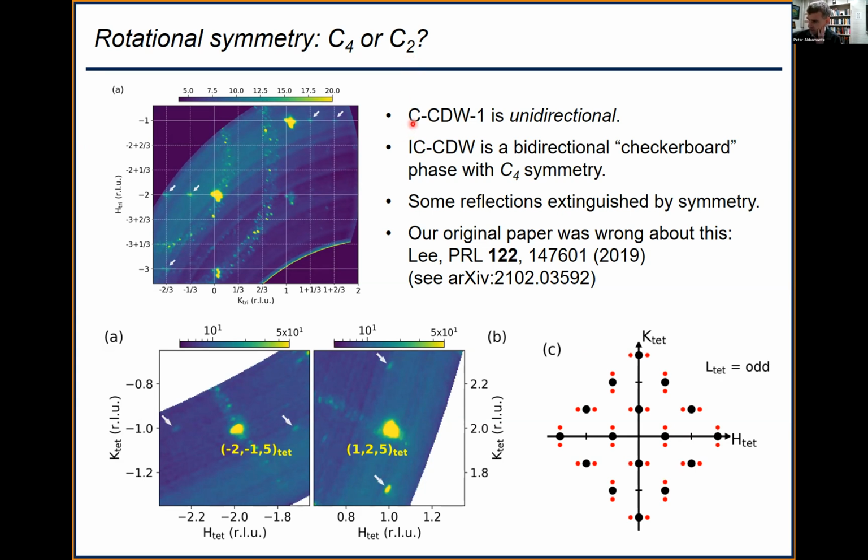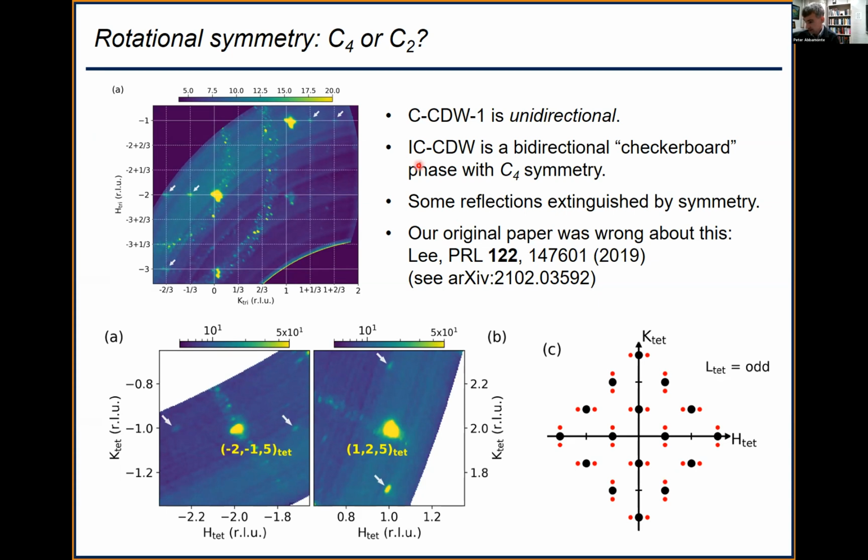If you look at the CDW1 phase, that's the thing with a wave vector of 1/3, it is clearly unidirectional. If you do a wide mapping of momentum space, you can see all the reflections lie in the same direction. You never see the companion reflections rotated 90 degrees. So this is a 1Q unidirectional state.